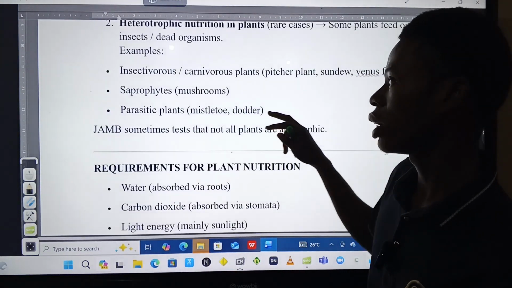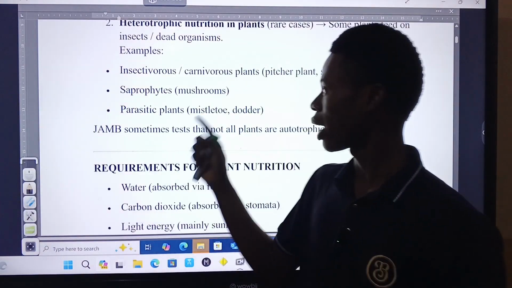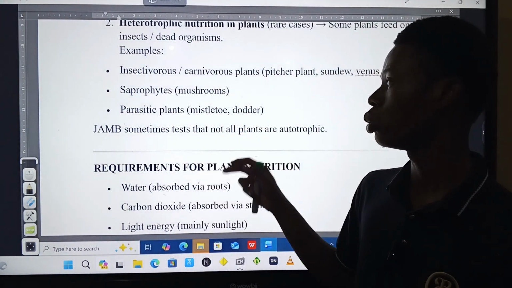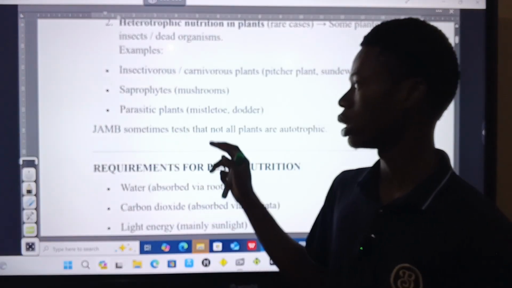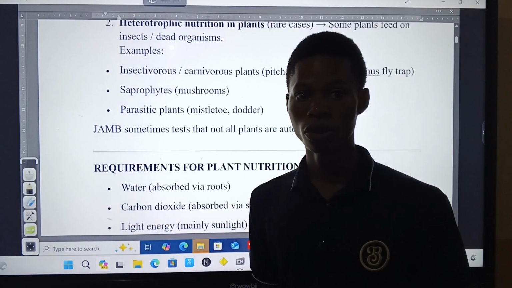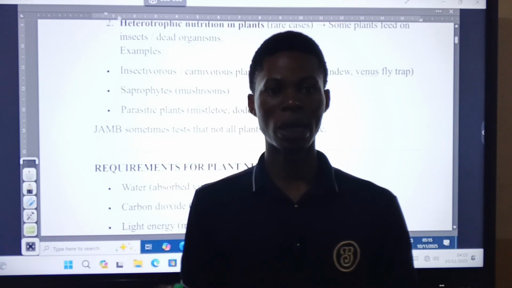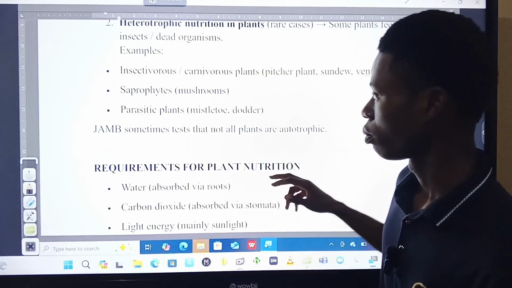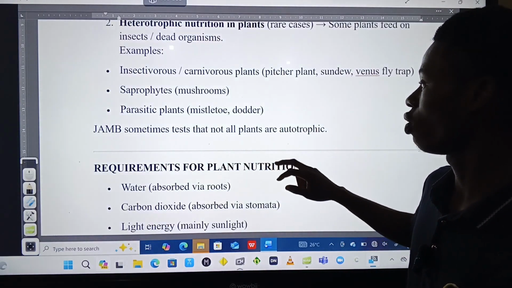Then we have saprophytes too. Those ones that live on dead decaying matter, like mushroom. We have parasitic plants too, like mistletoe and dodder, that will live on other plants, derive their nutrients and the rest. So these are heterotrophic plants. They cannot manufacture their food. However, the major form of nutrition in plants is the autotrophic mode of nutrition. All right. Now, as JAMB sometimes says, not all plants are autotrophic.